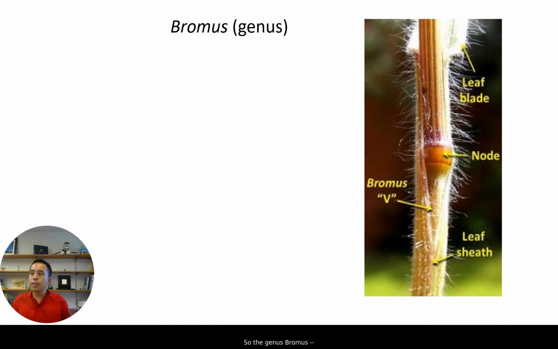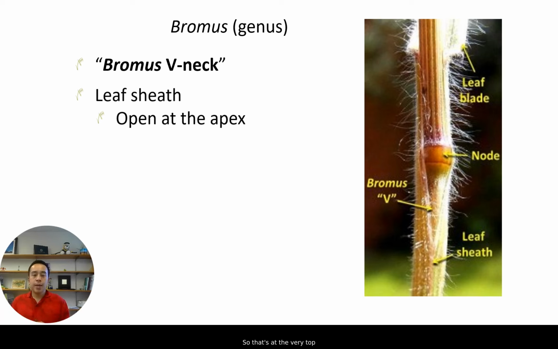So we're just going to broadly talk about the genus Bromus first. You can see a figure here on the right side of the slide that shows some of these characteristic things that I've been telling you about. First we have the Bromus V-neck. If we look at the sheath and where the leaf blade meets the sheath, we'll typically see that it opens at the apex, at the very top of where the sheath meets the leaf blade.